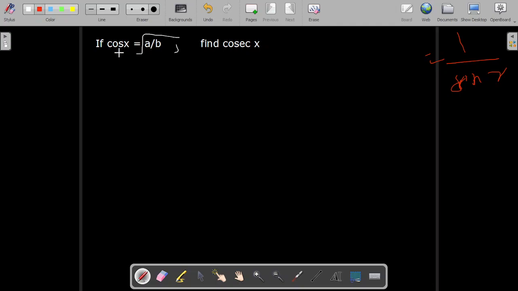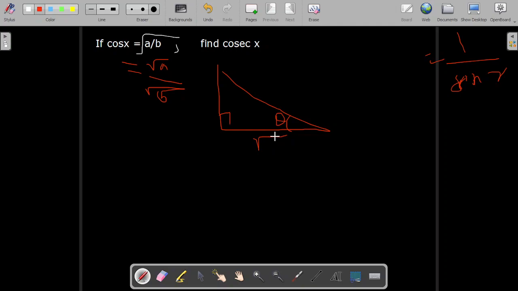If cos x is equal to this, here is the triangle, and cos x is equal to the adjacent over the hypotenuse. Then definitely, if this is theta, this here is equal to root a over b, which is root a over root b. Then cos x is the adjacent, root a, over the hypotenuse, root b. So what do we need now?